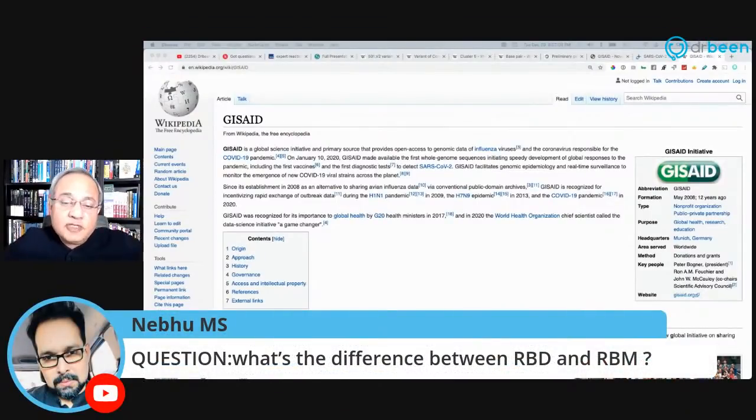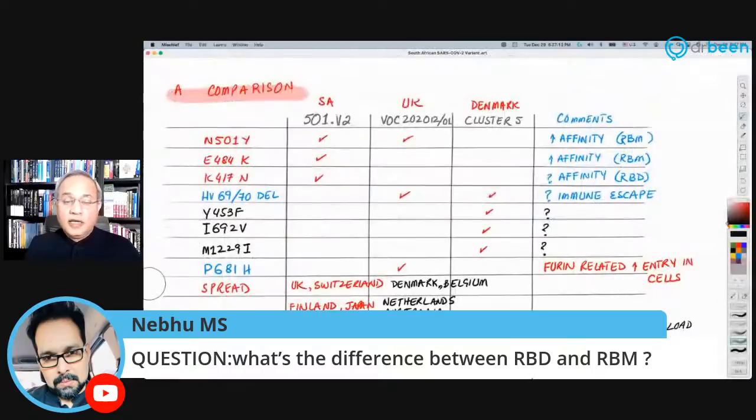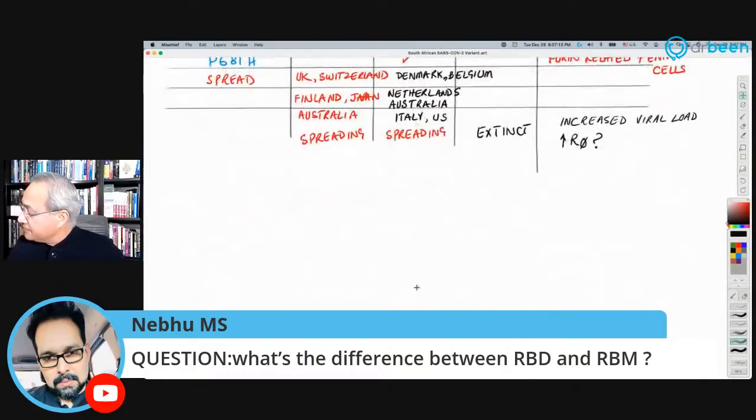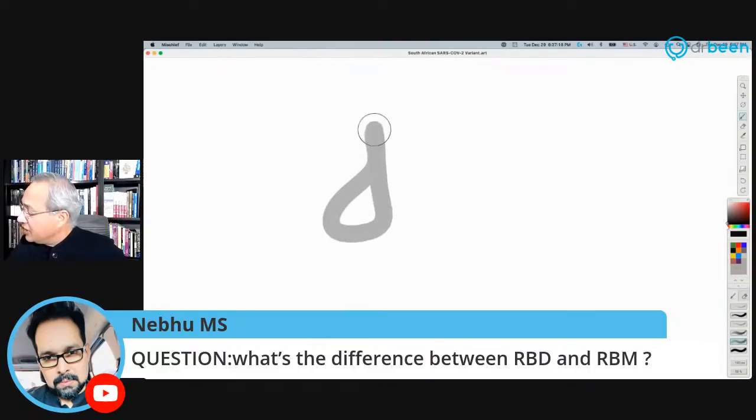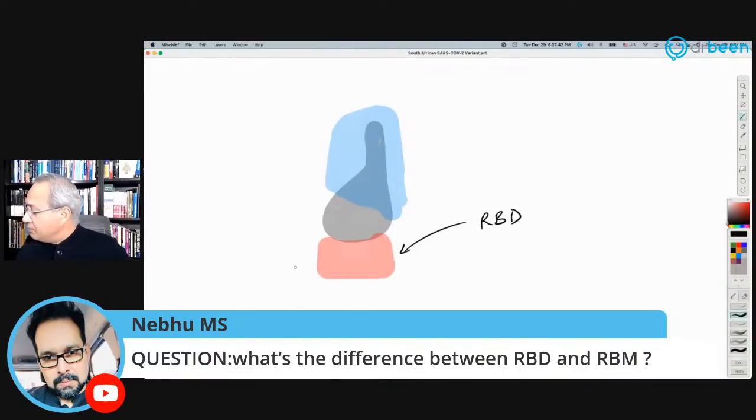Nabu says, what is the difference between RBD and RBM? Let me quickly explain it once more. Let's say here is the spike protein, and the spike protein is made up of S1 unit and S2 unit, right? I'm just making up a design. Then on top of them is the receptor binding domain, RBD, correct? This binds with the ACE2 enzyme. This is ACE2. This is our cell, correct?